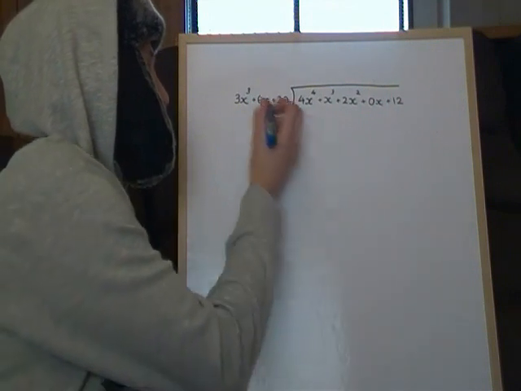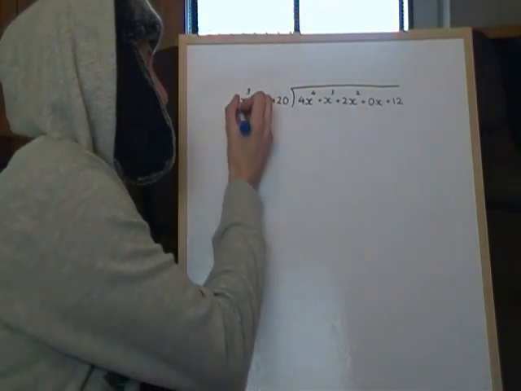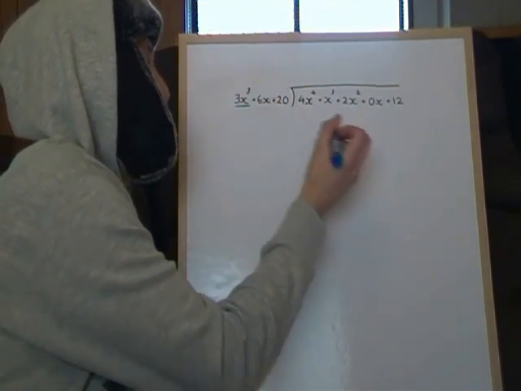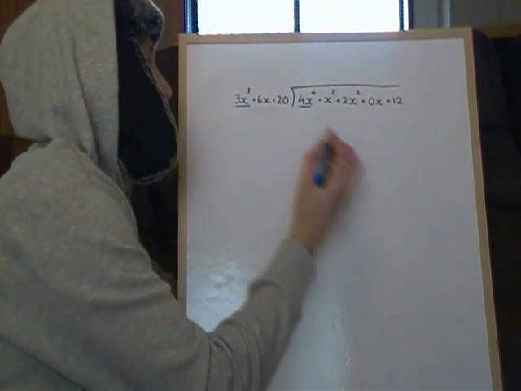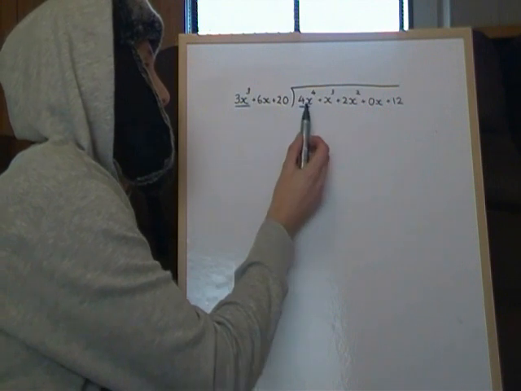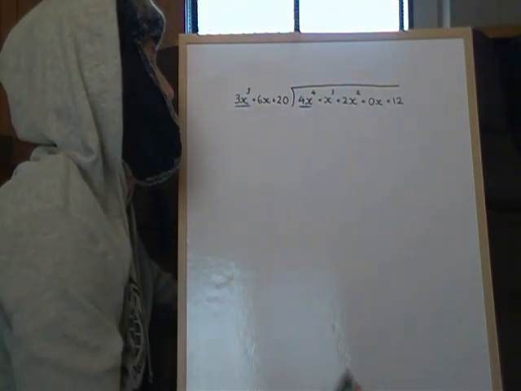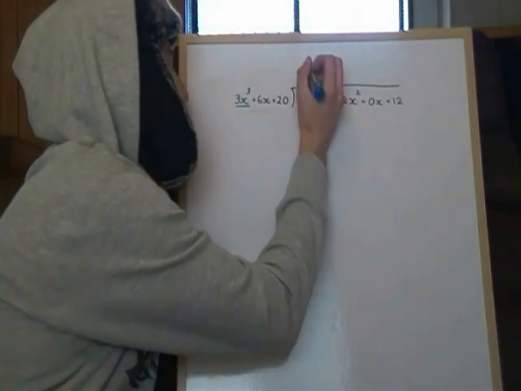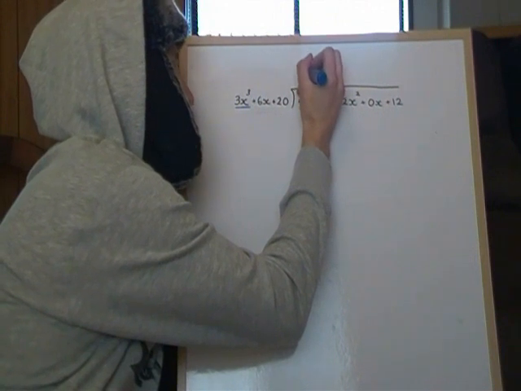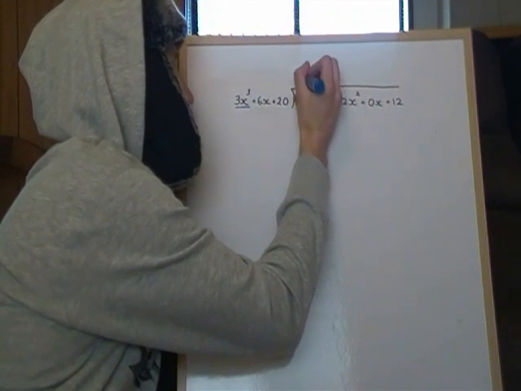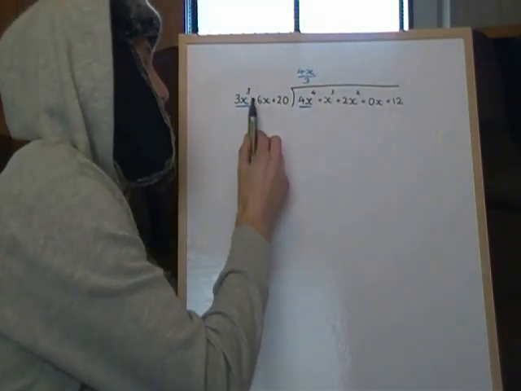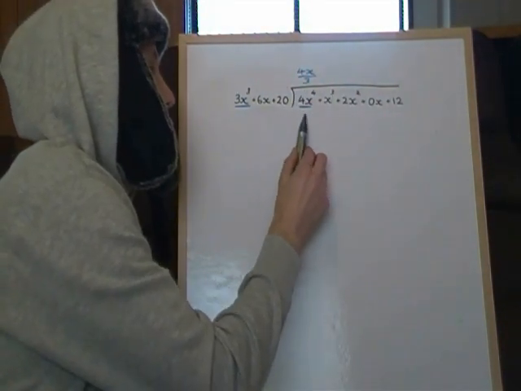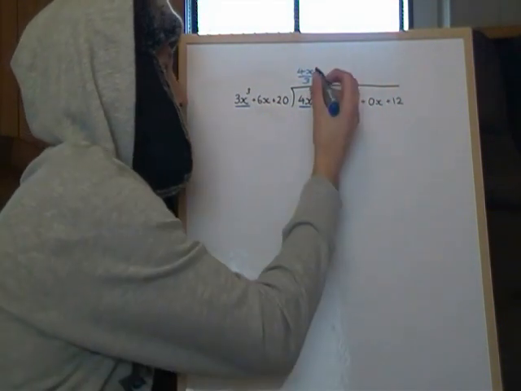The first question you ask yourself is, what do you need to multiply this first element by to obtain the first element on the right hand side? So 3x to the power of 3 to get 4x to the power of 4. The answer there is 4x on 3. We write that on top. We then take that and multiply it by each element on the left hand side and write that underneath.